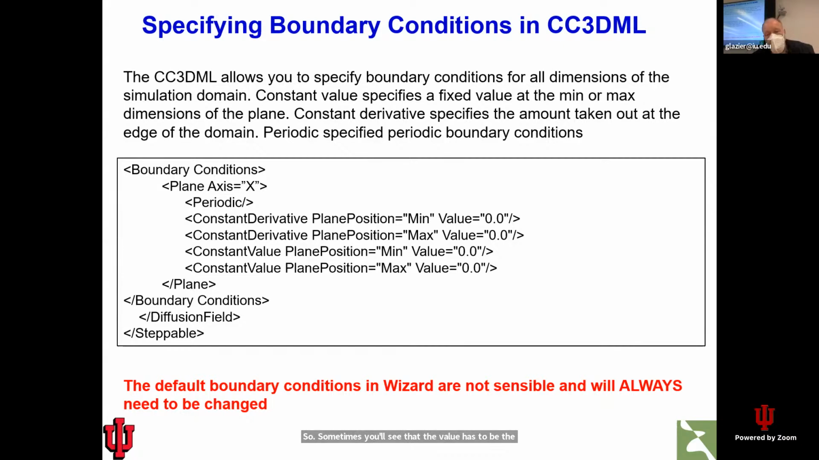Constant value is a simpler concept. Often it will be 0. That will be absorbing boundary conditions. Sometimes it will be a fixed value when you have a source, like contact with the atmosphere for oxygen or contact with a blood vessel for glucose. The default boundary conditions that Wizard gives you when you create chemical fields are not the ones you want, and so you're always going to have to edit those.